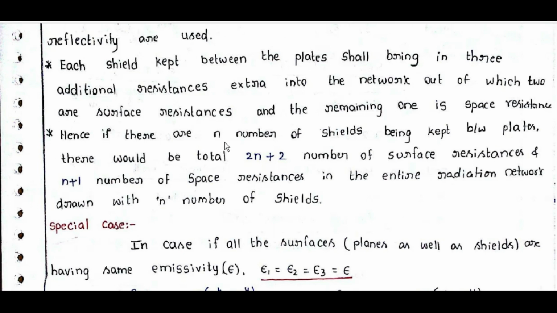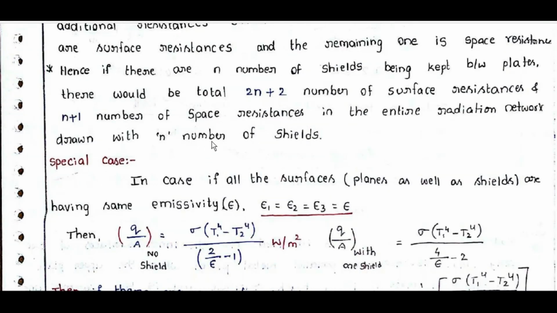Hence, if there are n number of shields kept between plates, then there would be a total of 2n plus 2 surface resistances and n plus 1 space resistances in the entire radiation network drawn with n number of shields.